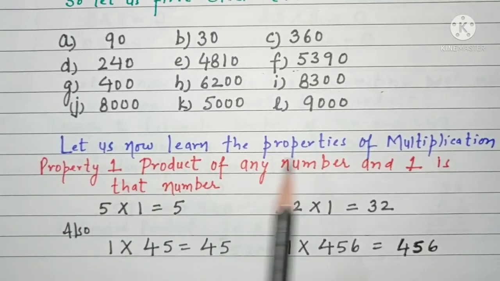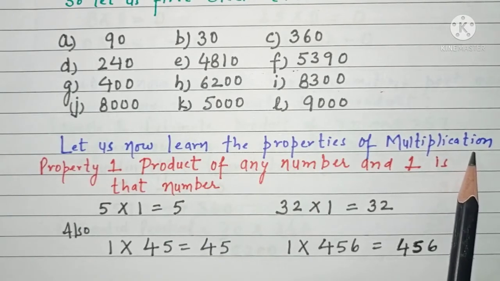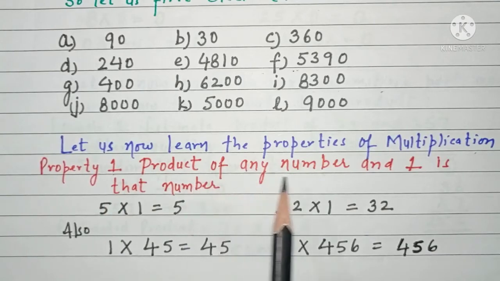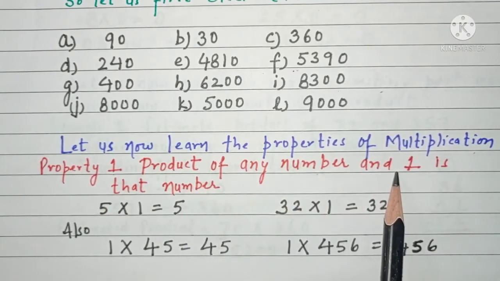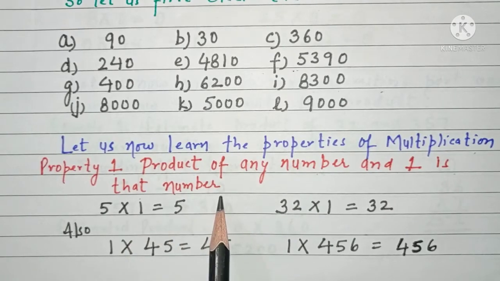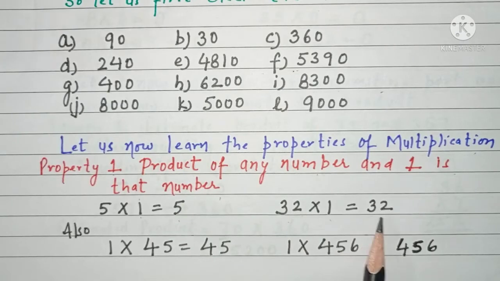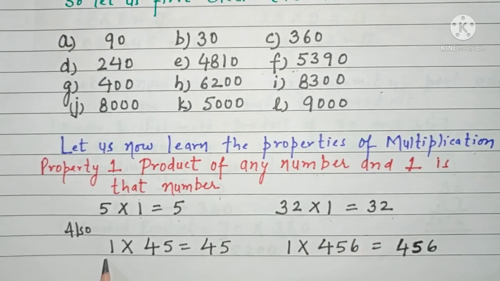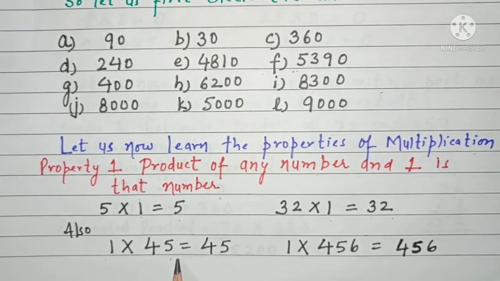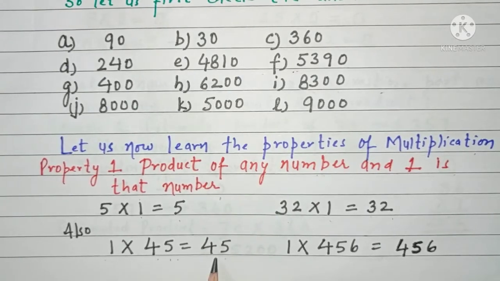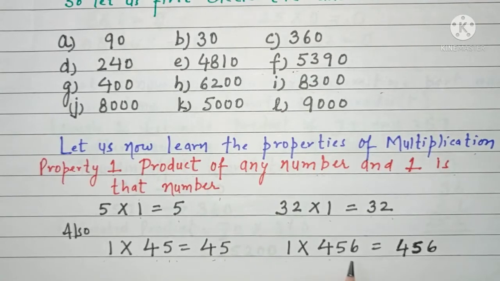Let us now learn the properties of multiplication. Property 1 of multiplication says product of any number and 1 is that number itself. For example, if we are multiplying 5 by 1, the answer is 5. 32 multiplied by 1, the answer is 32. Also, when 1 is multiplied by any number, the answer is again the number itself. For example, 1 into 45 is 45 and 1 into 456 is 456.